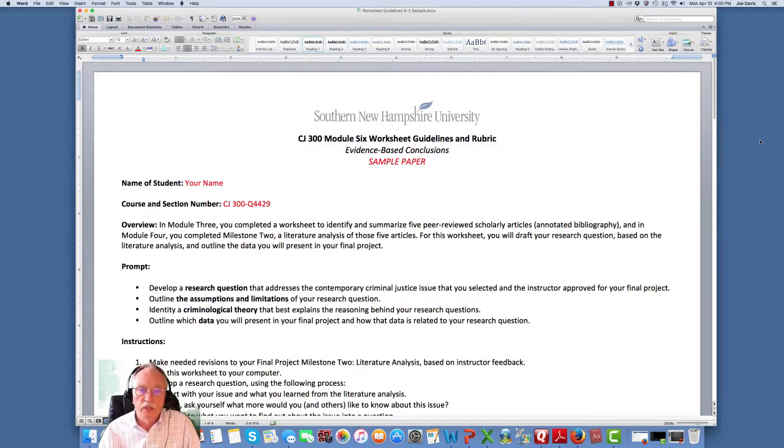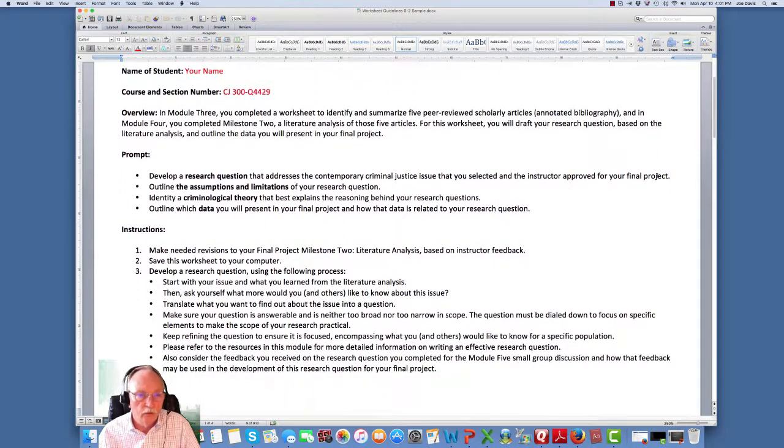Okay, here we go. This is the worksheet, and as you can see, I filled out parts of it in red for you, to point out that this is the sample paper. Please don't forget to put your name and our class number, CJ300 Q4429. All right, here's the prompt. You're going to have to develop a research question. You're going to have to write about the assumptions and the limitations of your research question. Then you're going to have to come up with the criminological theory and data that you found in your research that will support your research question.